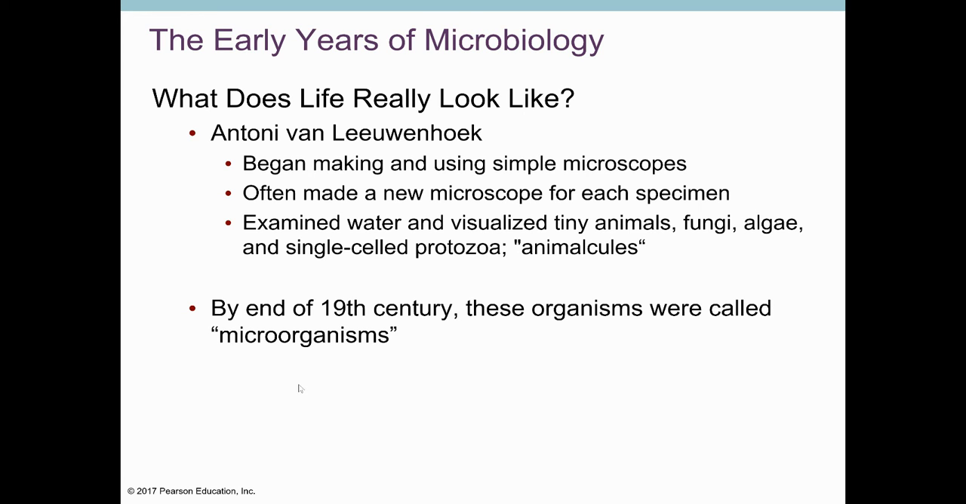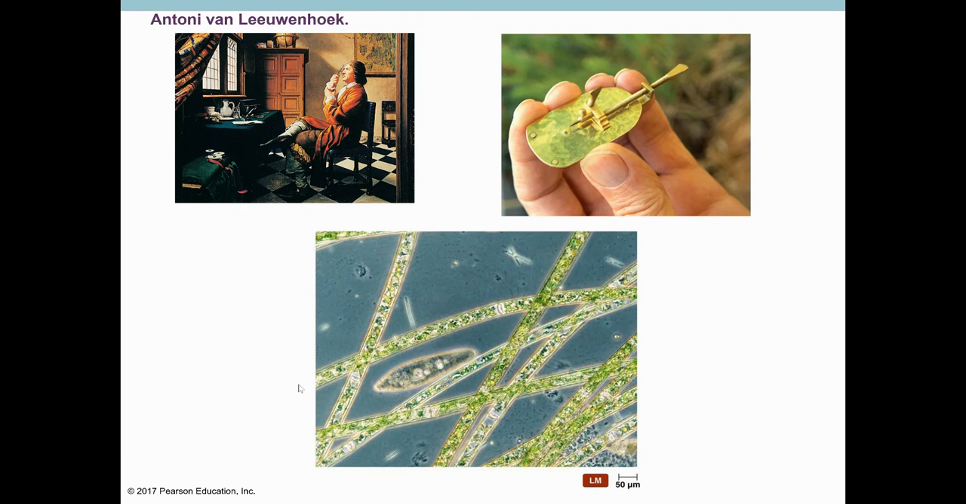One thing that Leeuwenhoek did not see with his microscope, which are also included in the group of microorganisms, are the bacteria, the archaeans, and the viruses. His microscopes were not good enough to see those things. Here you see in the top left a painting of Leeuwenhoek looking through his little microscope. On the top right, you see a recreation of what his microscope was like.